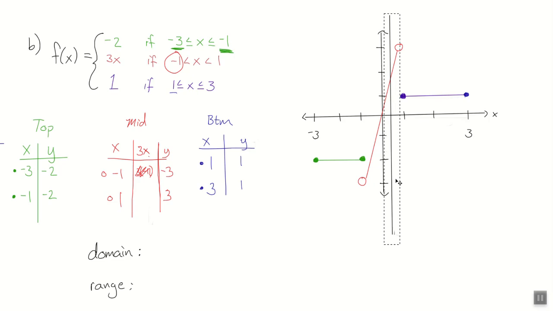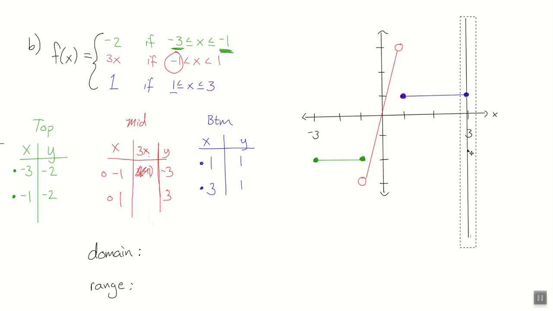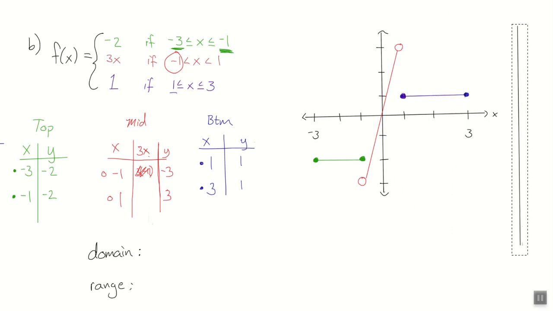Still touching my graph. Here it gets weird, but am I still touching it? I pass through the hole here, but I touch it here. Still touching until where? Till 3. So I started at -3 and I went all the way to +3.